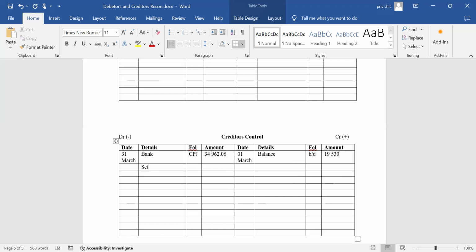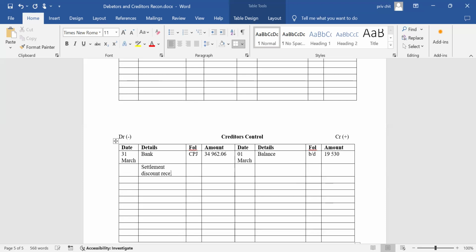So it will be settlement discount received, obviously from the general journal, and the amount is going to be 4,819.22 cents, like that. Are we together? Then you tick it off because you're not going to go back to it.